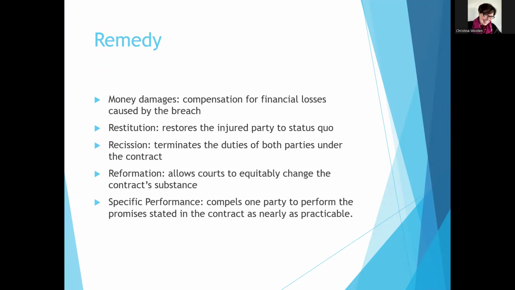Our book also talks about remedies. So remedies can be different things. There's money damages, so this could be compensation for financial losses. You could have restitution, which means it restores the injured party to the status quo or where they were before the breach of contract. There could be a rescission. This terminates the duties of both parties under the contract. There could be reformation, which allows courts to equitably change the contract substance. So the courts could say, we're going to make an alteration to this contract. Then there's specific performance. So this compels one party to perform the promises stated in the contract as nearly as practicable.